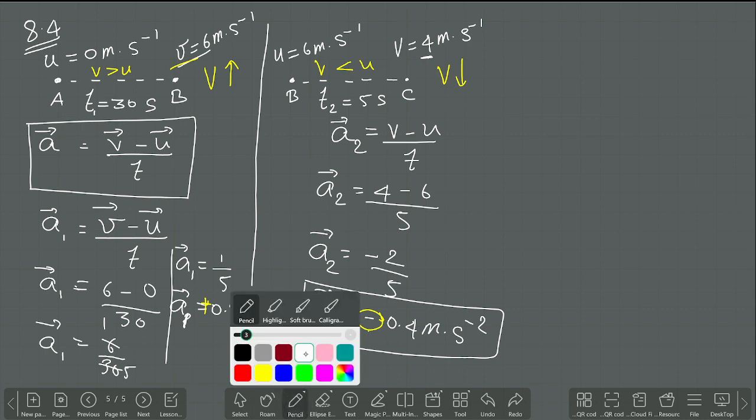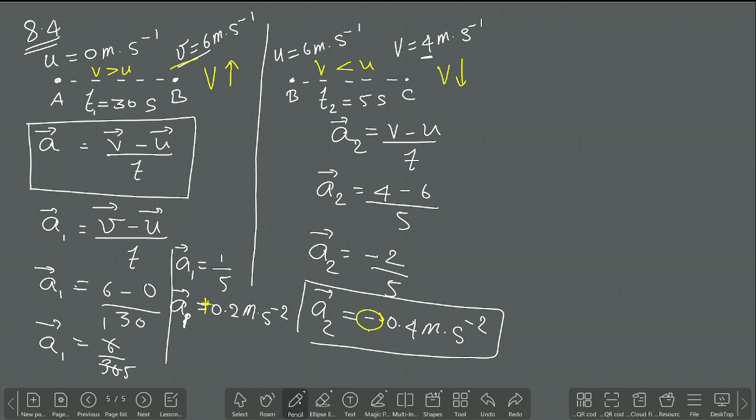Next, go to the next sum. Page number 103. Question number 1 or 2? 2. Page number 103, question number 2.